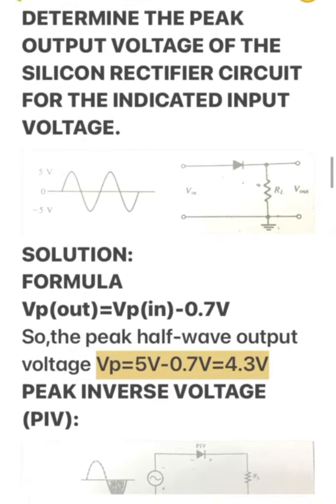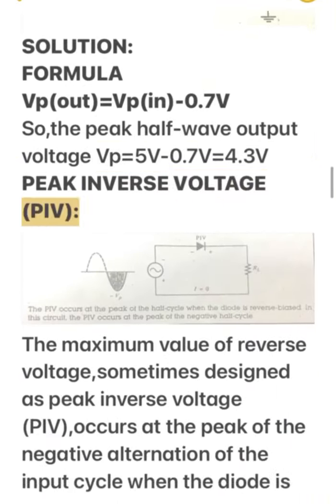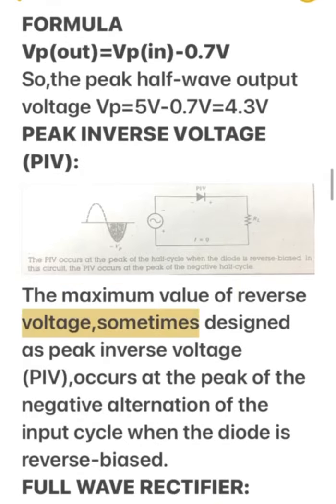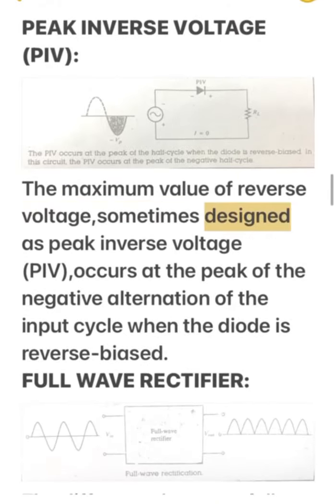Peak inverse voltage, PIV. The maximum value of reverse voltage, sometimes designated as peak inverse voltage, PIV, occurs at the peak of the negative alternation of the input cycle, when the diode is reverse biased.